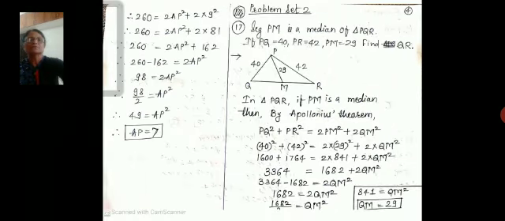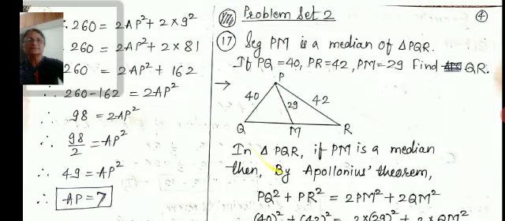Now we can solve this example like this. 260 equals twice AP square plus 2 into 9 square, that is 81. By calculation, 162 subtracted from 260 gives 98, divided by 2, so AP square equals 49. So AP equals 7 when we take the square root of 49.